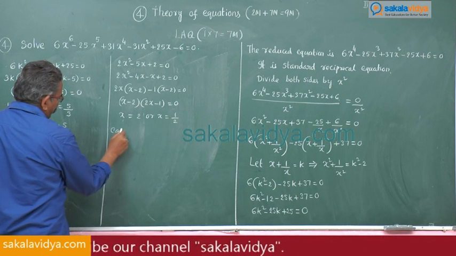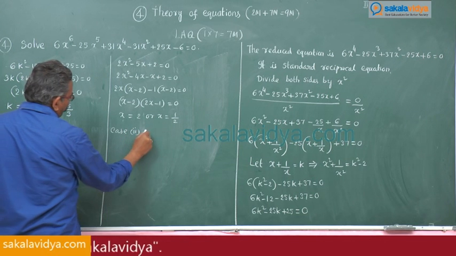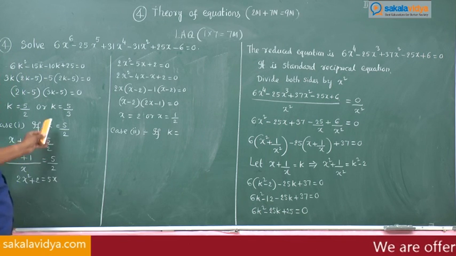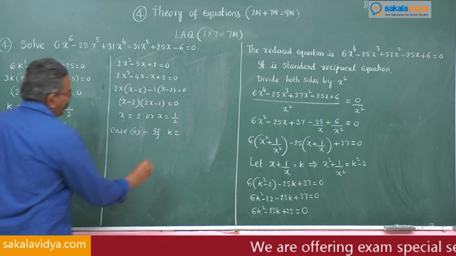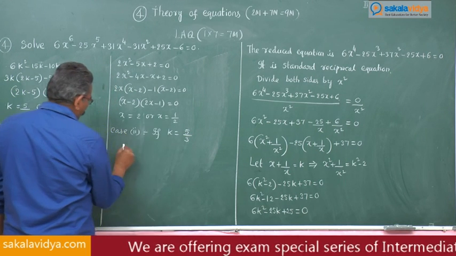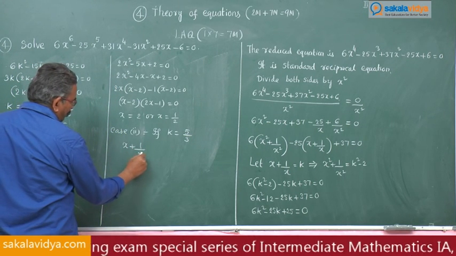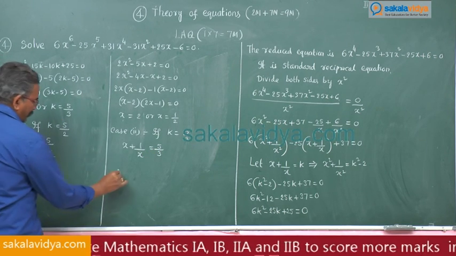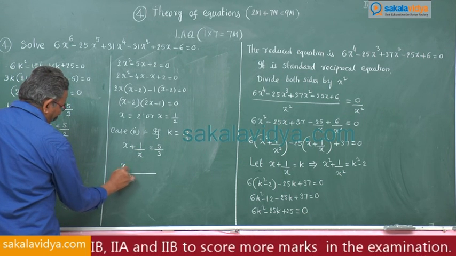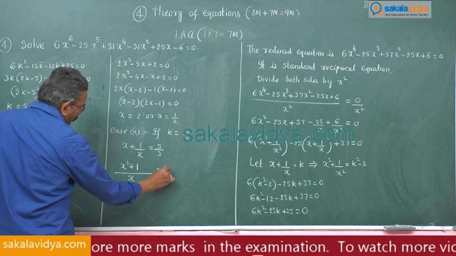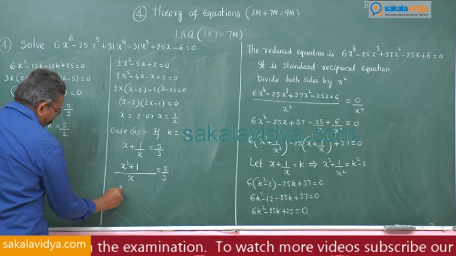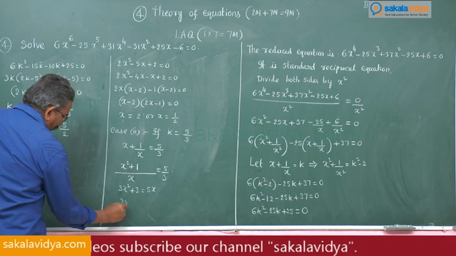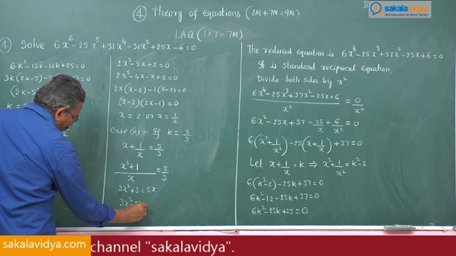Now, go to case 2. What is case 2? If k is equal to the other value. So, what is the other value for k? 5 by 3 instead of 5 by 2. So, x plus 1 by x is equal to 5 by 3. So, this we can write x is the LCM, x square plus 1 by x is equal to 5 by 3. Cross multiplication, 3x square plus 3 is equal to 5x, 3x square minus 5x plus 3 is equal to 0.